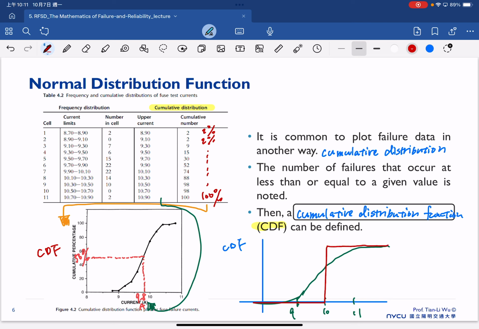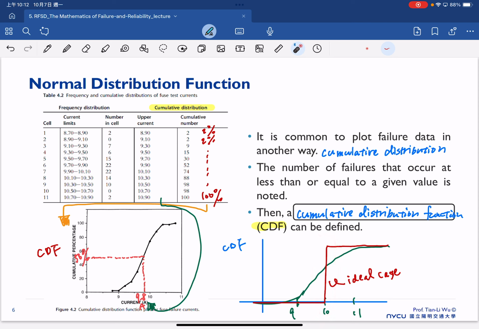So, which is better? Of course, we hope to have this case, because this case is kind of like the ideal case. That means our product shows very great performance and uniformity, that all of the products fail exactly at 10 amp. That's a dream we wish to have, because that proves our product has a great uniformity.